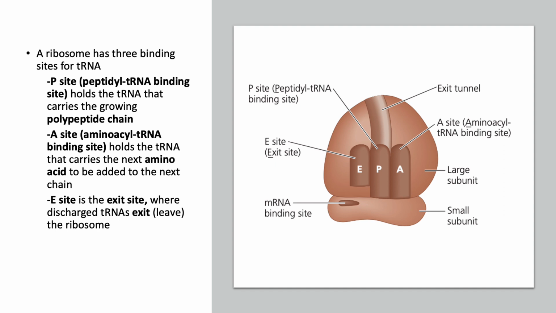This holds the tRNA that carries the growing polypeptide chain. Next is the A site or the amino-acyl tRNA binding site. The A site holds the tRNA that carries the next amino acid to be added to the chain. And lastly, the E site or the exit site. This is where discharged tRNAs exit or leave the ribosome.